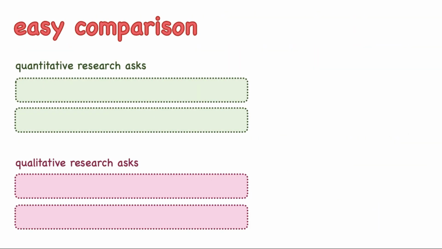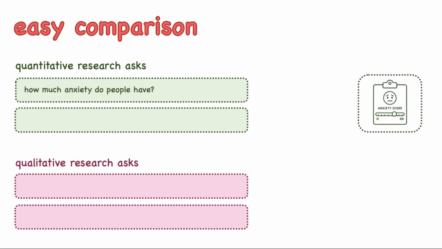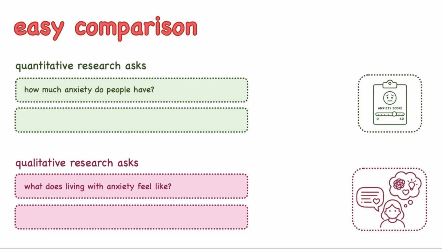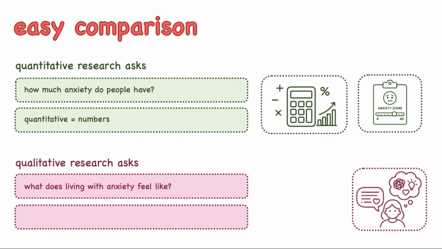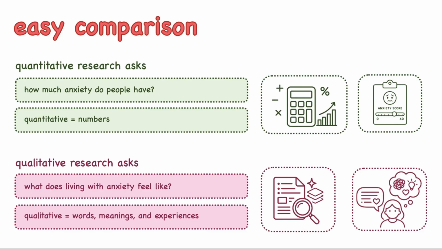Here is an easy comparison. Quantitative research asks, how much anxiety do people have? Qualitative research asks, what does living with anxiety feel like? Quantitative equals numbers. Qualitative equals words, meanings, and experiences.